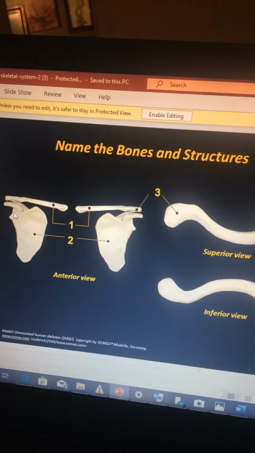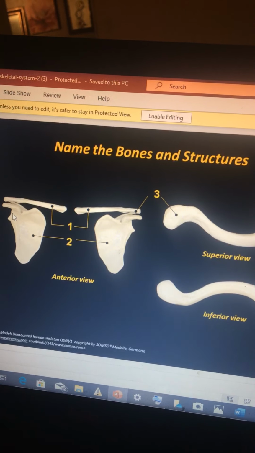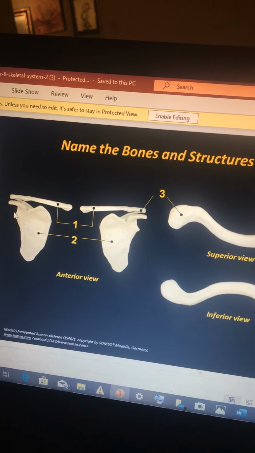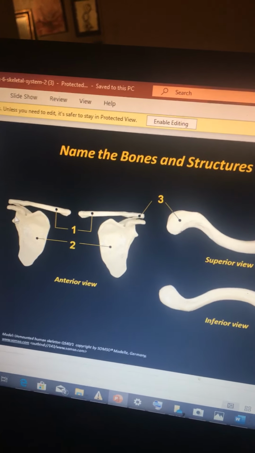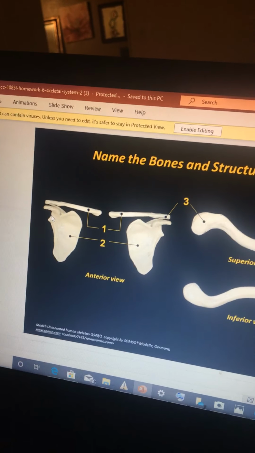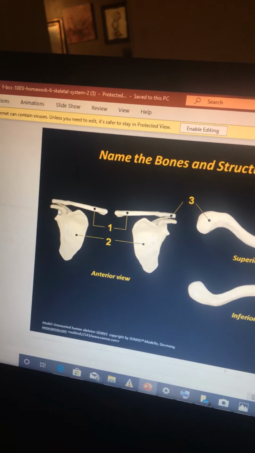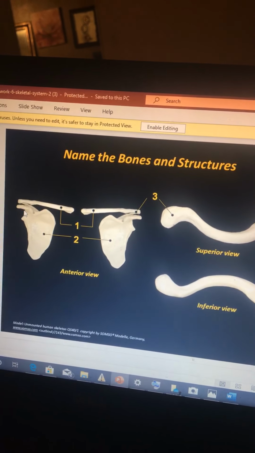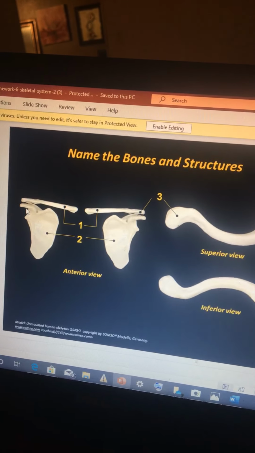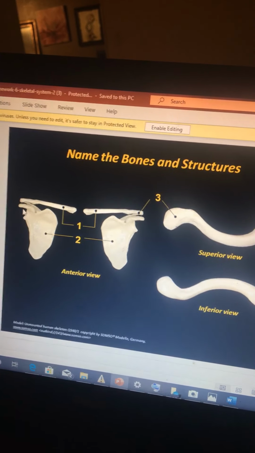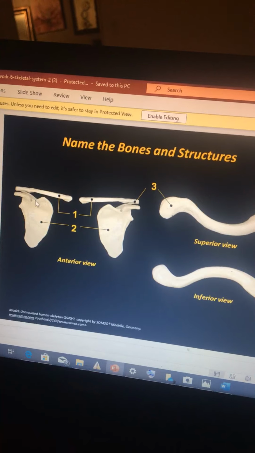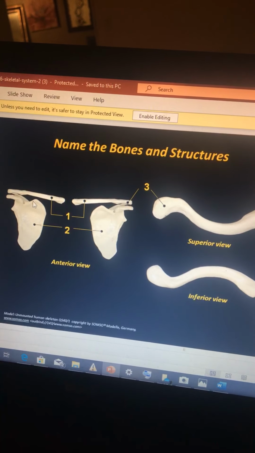Then there is something right here called the glenoid cavity. Then right here is the acromion, the acromion right there. And then right here is the superior border.